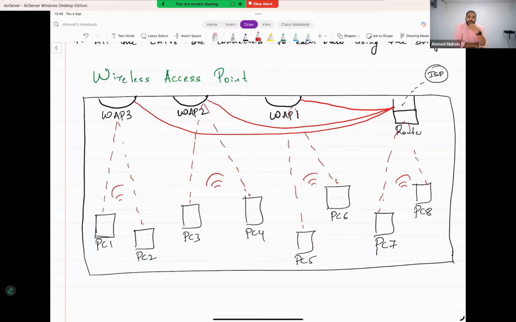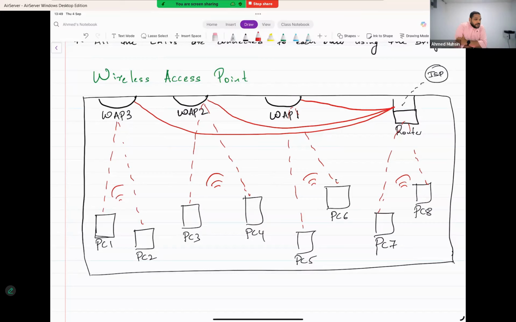Can you wirelessly connect to your router? Look at PC 7 and 8. PC 7 and 8 are also connecting wirelessly to the router, right? So can I say this? Your router also behaves like a wireless access point. I can also say that, right? Everyone okay with that now? PC 7, guys online, are you following with me? PC 7 and PC 8 are connected directly to the router. So now you can say, look at this, the router is also behaving like a wireless access point.